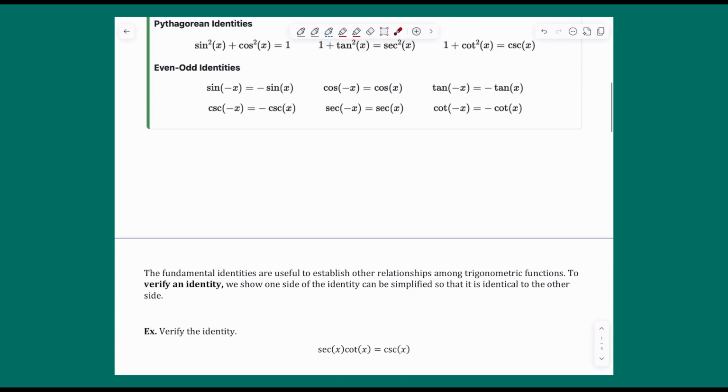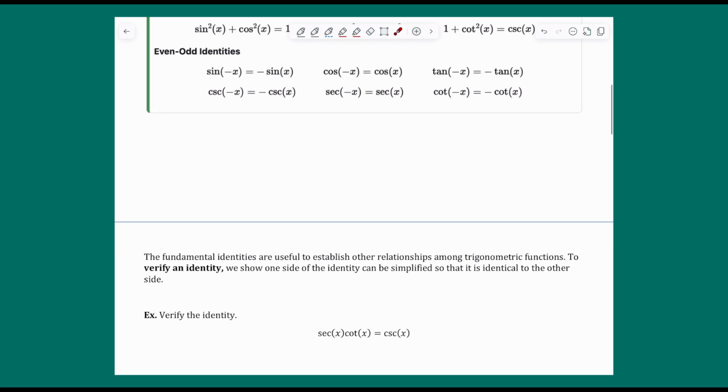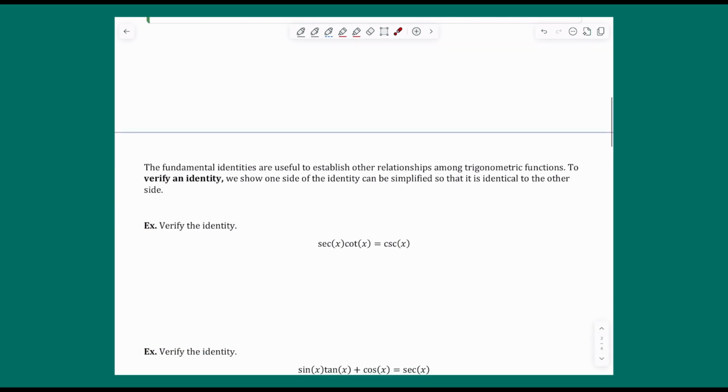Let's verify identities. What does that mean? Well, the fundamental identities are useful to establish the relationships among trigonometric functions. To verify an identity, we show one side of the identity can be simplified so that it is identical to the other side. Verify the identity secant of x times cotangent of x equals cosecant of x.